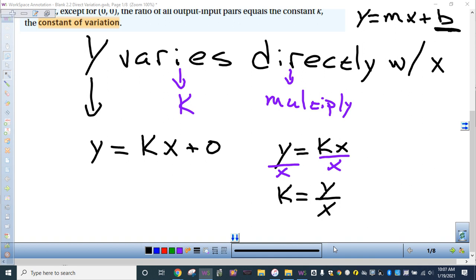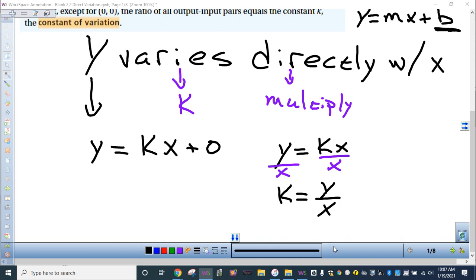Remember, guys, y over x is just like a slope, right? Y to the sky, y goes on top in the slope equation. In direct variation, y also goes on top. So it's y to the sky, y on top over x, always, always. So two equations you got to remember, y equals kx and k equals y over x.